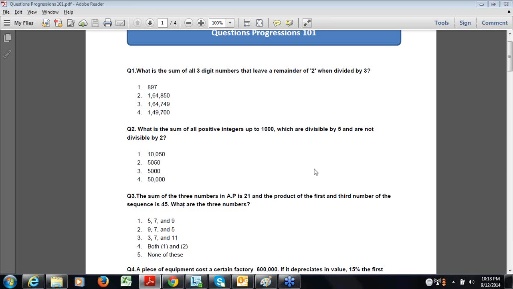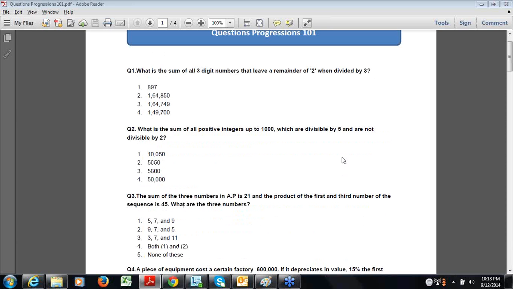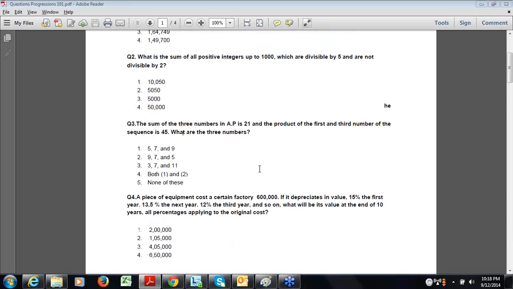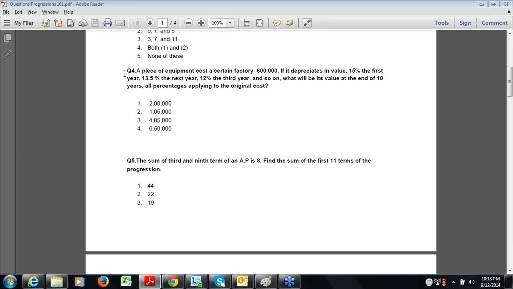Okay, moving ahead. Question number 4, 5 and 6. Let's solve these questions in the next 5 minutes.